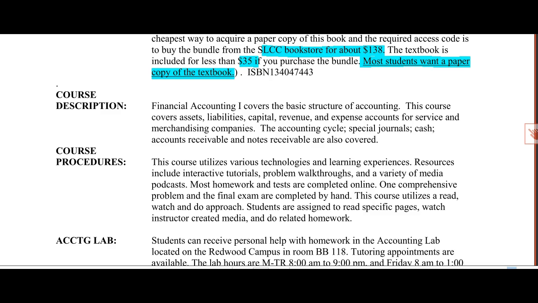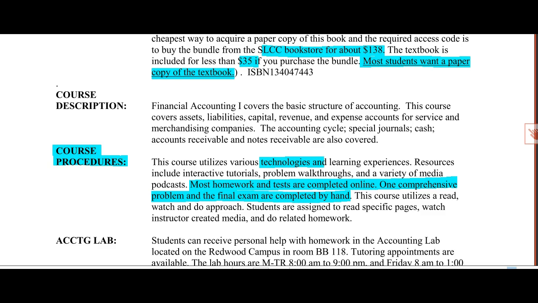I'm not going to talk about the course description. You can read that on your own, but I do have something to say about course procedures. This course uses a lot of technology. You can already tell that. And most of it will be done online. But there are two things that are not done online. There's a comprehensive problem that you must do by hand and a final exam that you complete by hand.